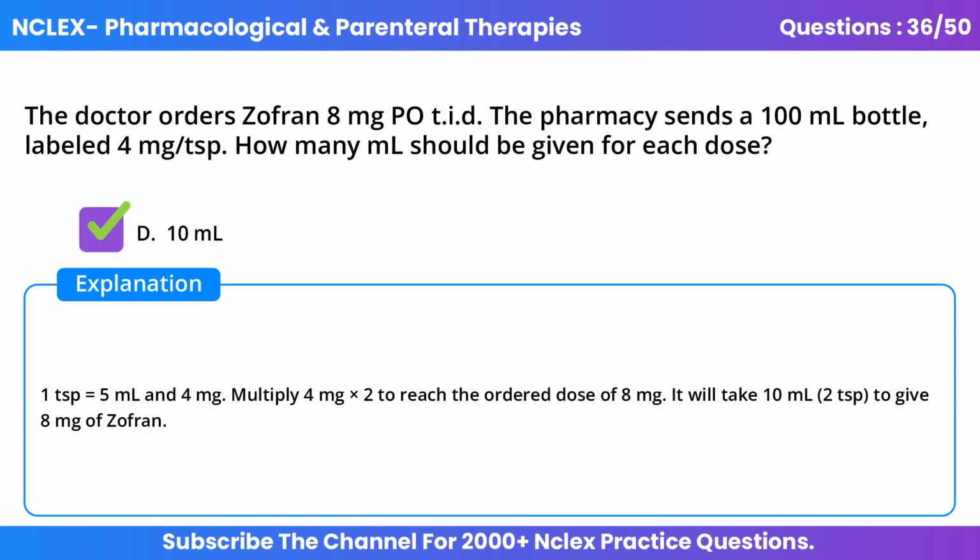1 teaspoon equals 5 milliliters and 4 milligrams. Multiply 4 milligrams times 2 to reach the ordered dose of 8 milligrams. It will take 10 milliliters, 2 teaspoons, to give 8 milligrams of Zofran.